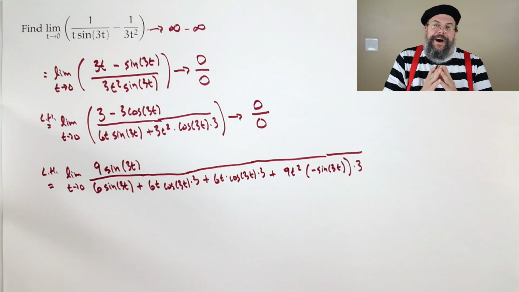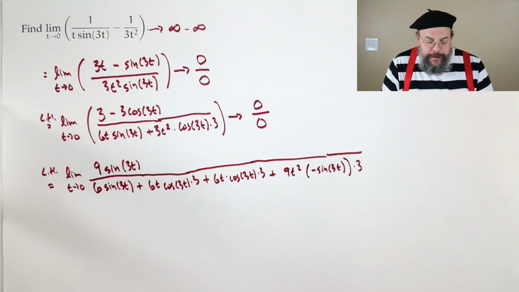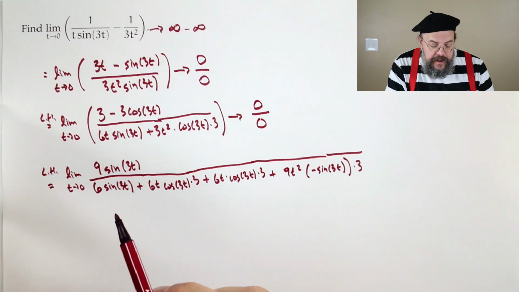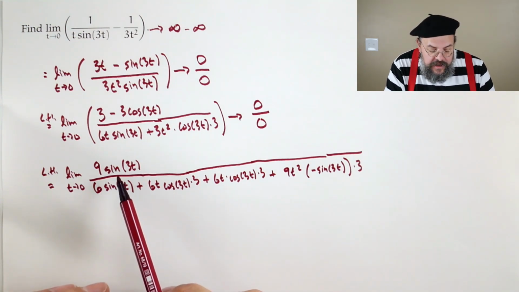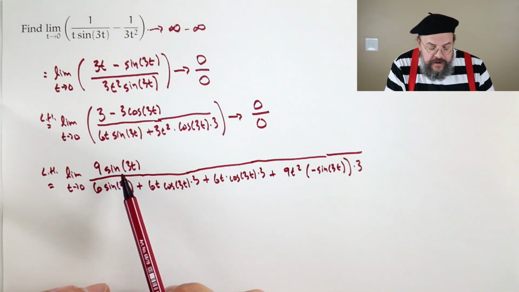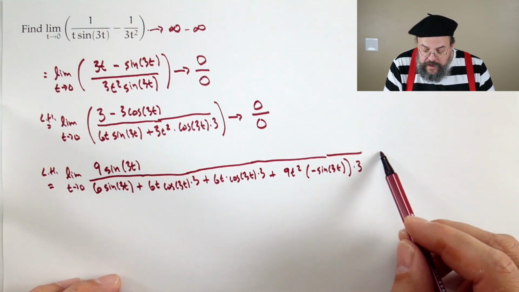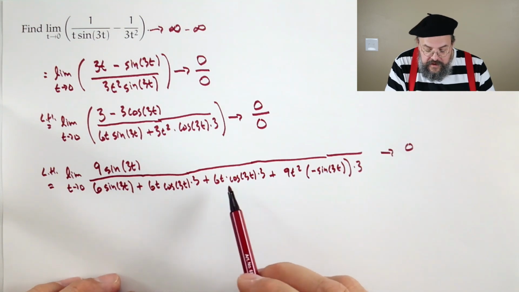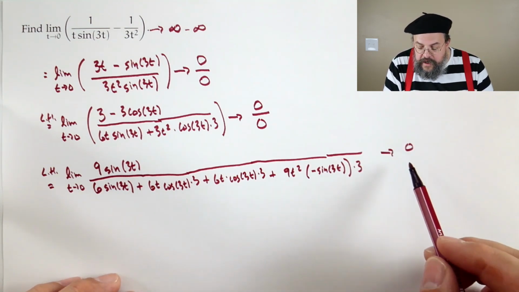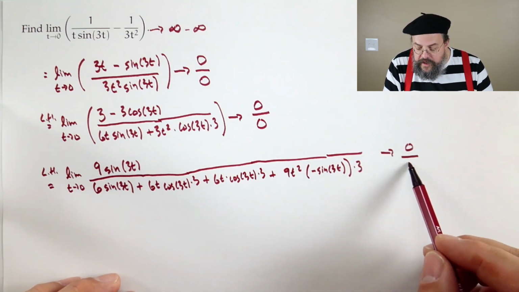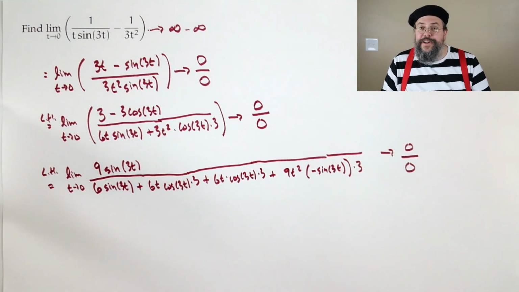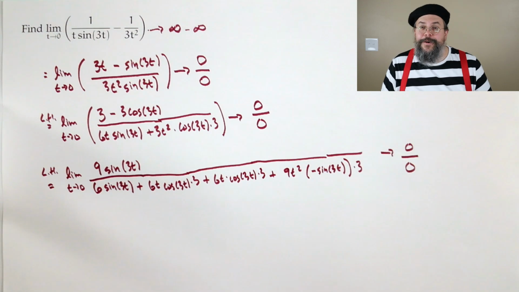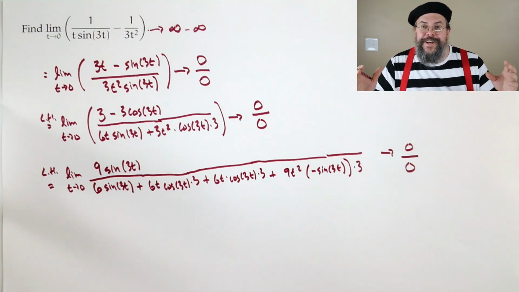Aha! Wow, good. Now, what's happening? Well, what's happening here is we see, hey, there's a sine of 3t. That means the top is going to 0. So that's going to 0. How about downstairs? Sine of 3t goes to 0, t goes to 0, t goes to 0, t squared goes to 0. All the individual terms are going to 0, so it's going to 0 over 0. All right, good. Well, that means there's still more work to be done.